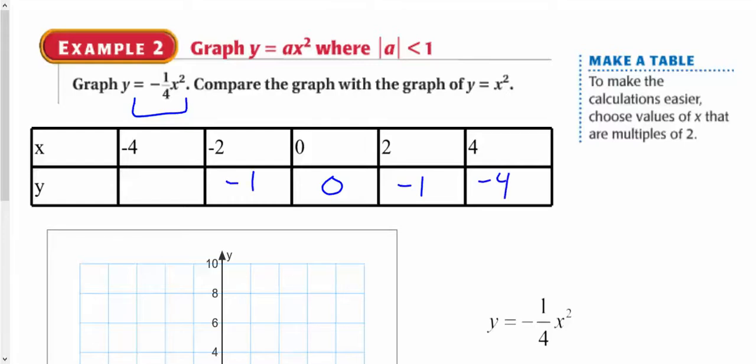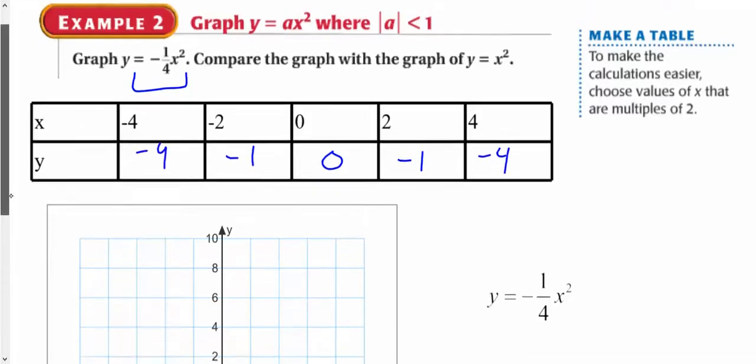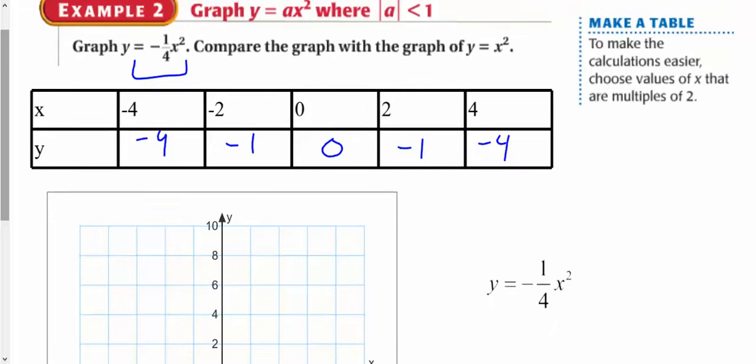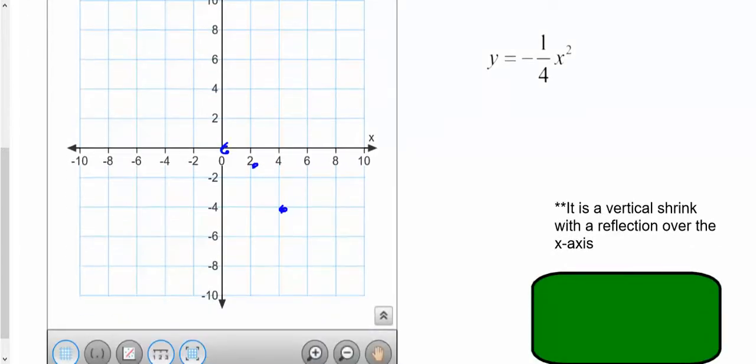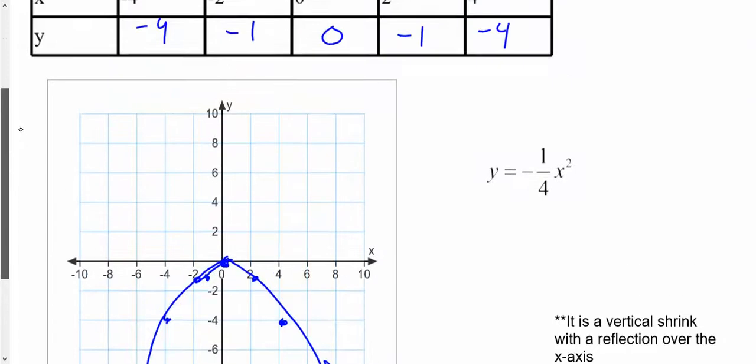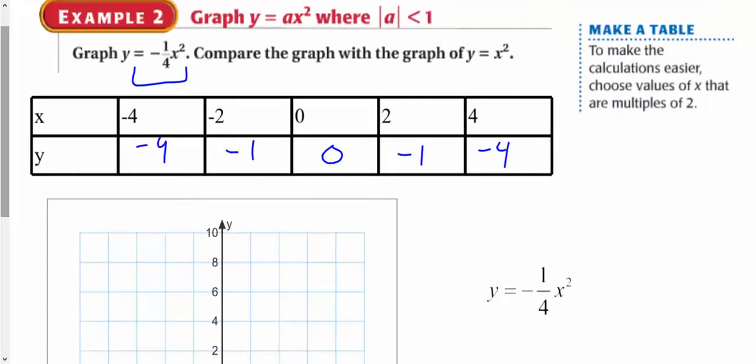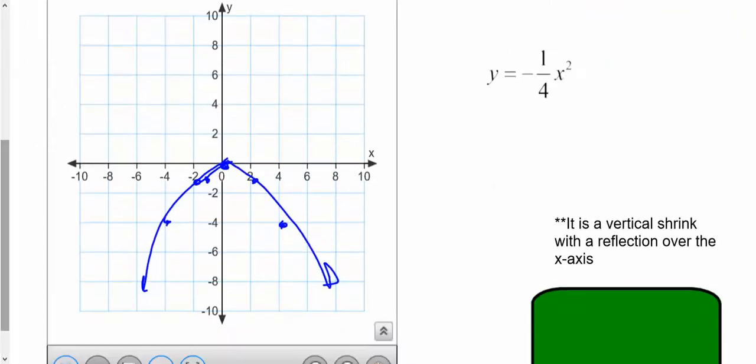And the nice thing about these is that they are symmetrical. And so if you plug in the values that are symmetrical about, you get the same numbers. So anyway, 0, 0, 2, -1, and 4, -4. So you're going to notice this parabola is much wider than the other one. And the reason for that is the 1/4. This is a vertical shrink. You're also going to notice that this is flipped upside down. It is a reflection. So we have a vertical shrink and we have a reflection. So there you go, a couple vocab words we've seen in the past.